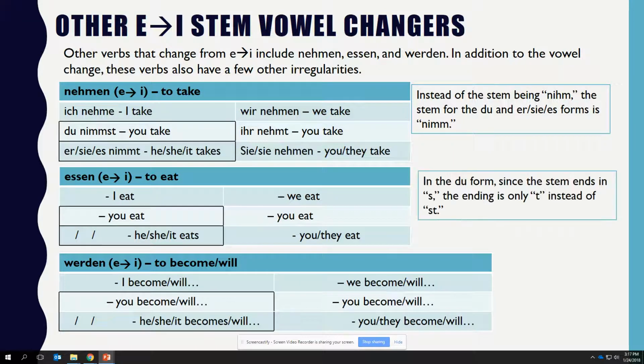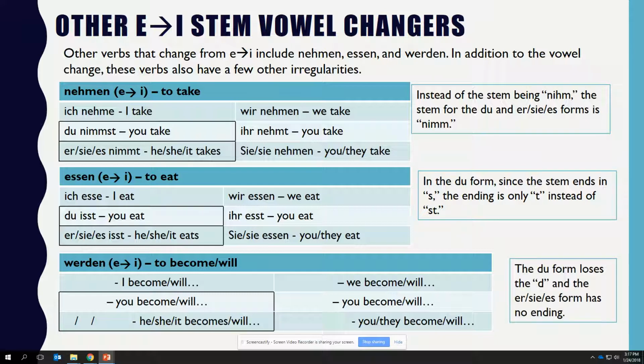For essen, in the du form, since the stem ends in s, the ending is only t instead of st. Knowing this, pause the video and conjugate essen. You should have ich esse, du isst, er/sie/es isst, wir essen, ihr esst, sie and Sie essen.